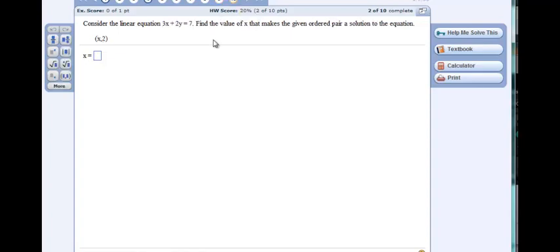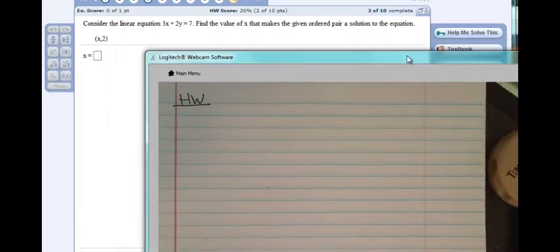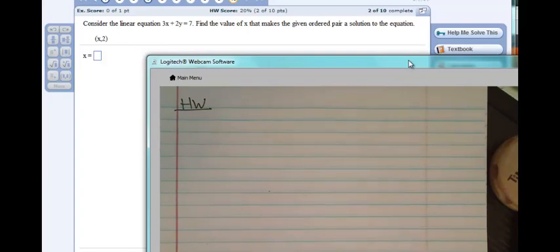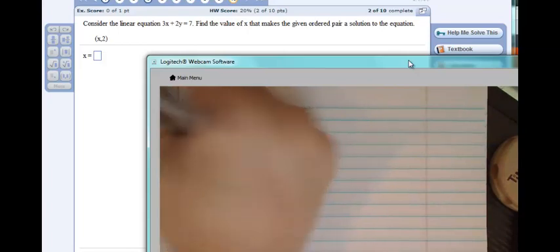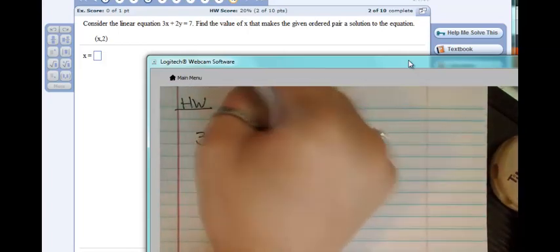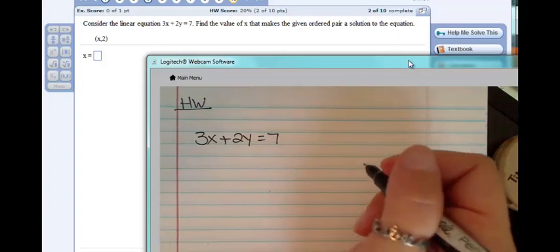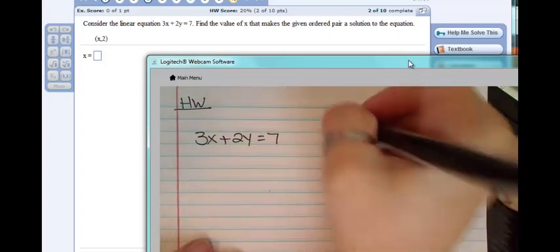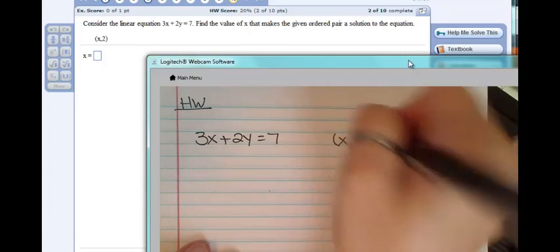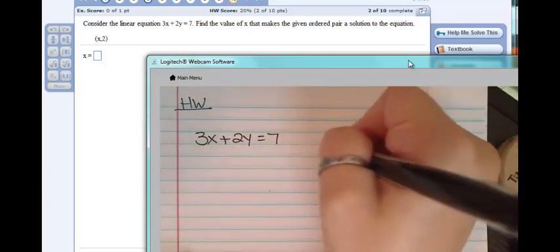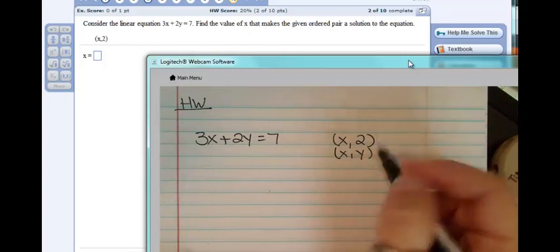I will do number 10 with you. Number 10 is a lot like the last example problem that I gave you, only this time it tells you what your y value is, but not what your x value is. So, let me pull up my paper. So it says, consider the linear equation of 3x plus 2y equals 7. Find the value of x that makes this given ordered pair a solution. So we have x comma 2. Remember, ordered pairs are x, y values. So it means we know our y equals 2.